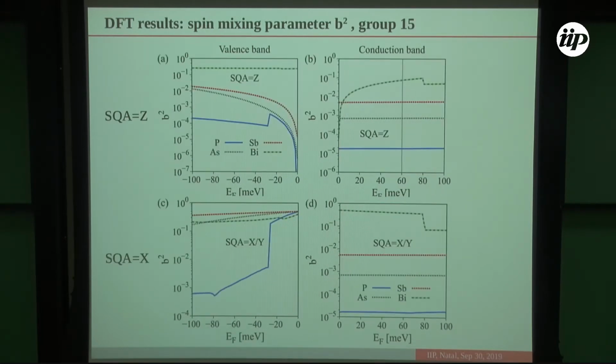And for group 15 materials, similar results are plotted here now. All the kinks here correspond to another band crossing the Fermi level, and this exponential growth of B squared is because the valence band maximum is at the gamma point. So once we are going away from the gamma point, we increase the crystal momentum, and then the spin orbit coupling is getting stronger.